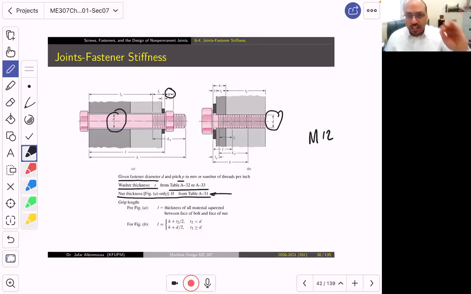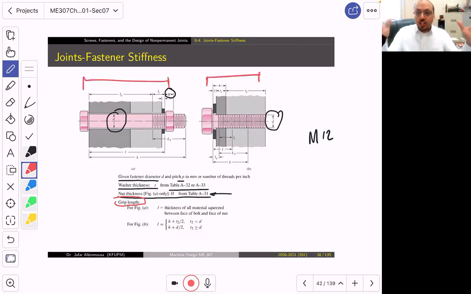We go to the grip length. Look at it. Where is the grip length? Look, the name grip means everything between the head and the nut for this guy. And for this guy, it's a certain length where the gripping action is happening.